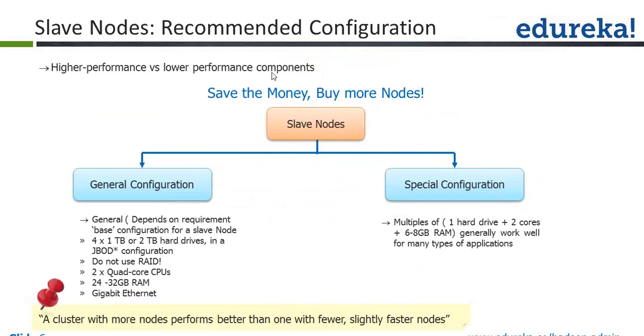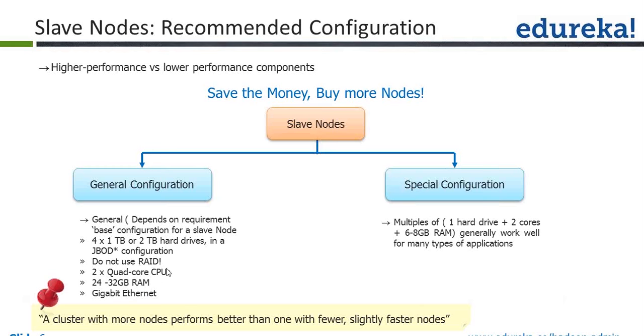Now, high performance versus low performance components. The recommended configuration for slave nodes: general configuration, and if you look at a special configuration, right? General depends on requirement-based configuration for a slave node. So 4 into 1 terabyte or 2 terabytes in a JBOD configuration. Now, what is JBOD? JBOD is just a bunch of disks. Do not use RAID. Two quad core CPUs, RAM maybe 24 GB, and gigabit Ethernet.